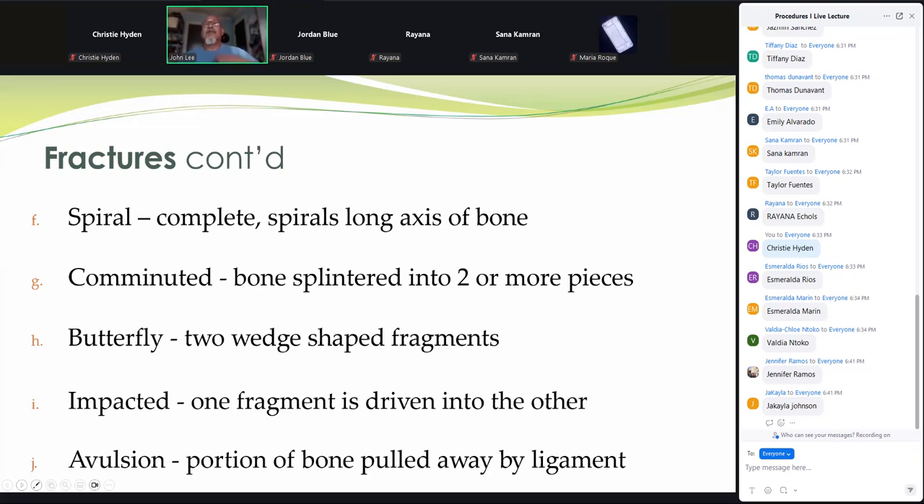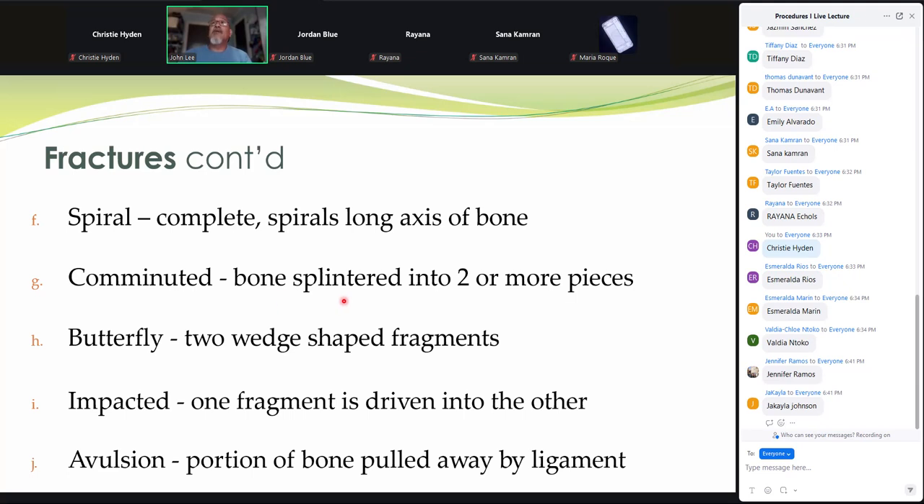Spiral fracture, we have a long bone that breaks because of a torsion. These are complete as well. Quick note, if you have a spiral fracture of an ankle in the tibia distally, more than likely, greater than 90% of the time, there will be another fracture in the fibula proximally. Spiral fracture of the distal tibia will almost always lead to a proximal fracture of the fibula.